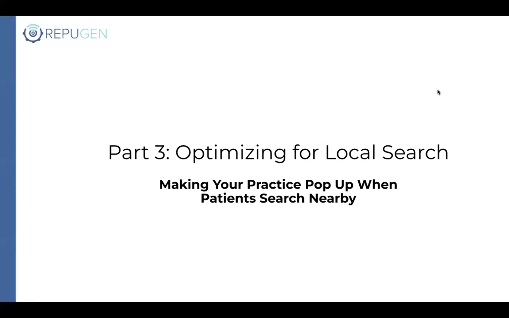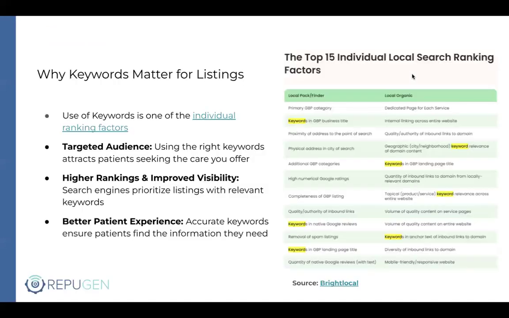Now, let's talk about how to make sure your practice shows up when patients in your area search for the care you offer online. First off, let's talk about why keywords matter for listings. First off, the use of keywords is one of the individual ranking factors. Keywords play an integral part in helping your online search rankings.